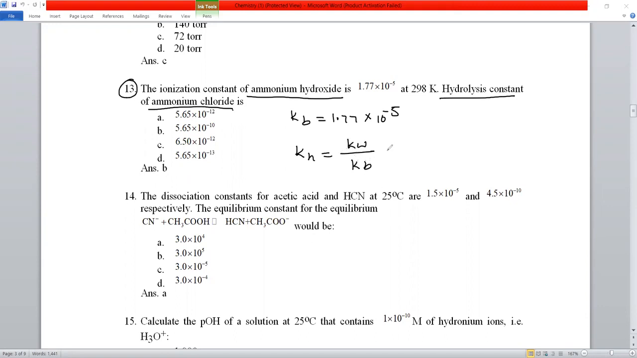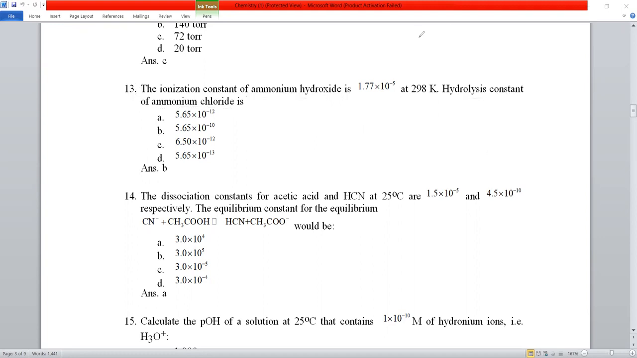Kw by Kb. So Kw is what? Ionic product of water, so 10^-14 divided by Kb, which is 1.77 × 10^-5. On simplification, students will get the answer, that should be B. Do the simplification and we get Kh, the hydrolysis constant.